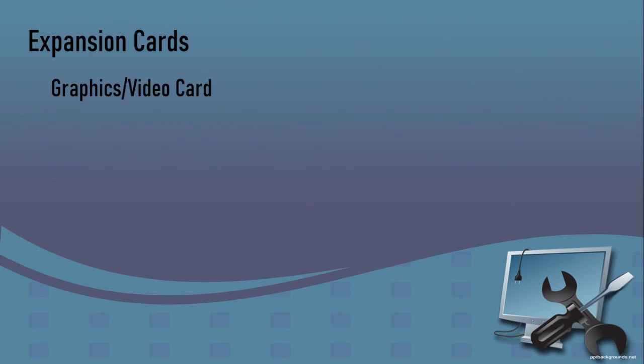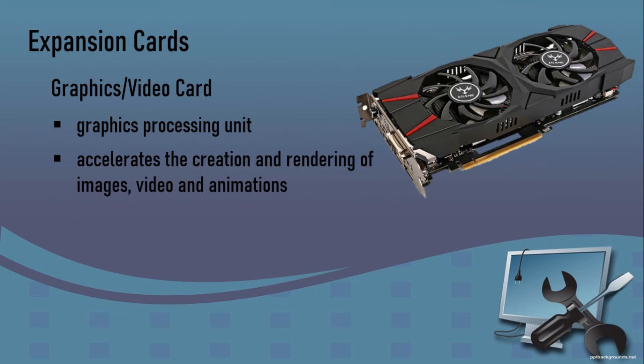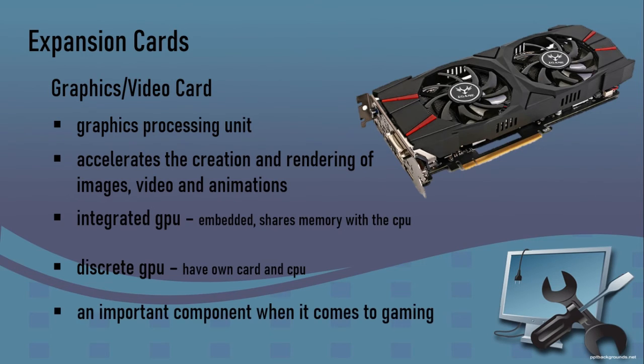And next is a graphics card. The Graphics Processing Unit, GPU, also called graphics card or video card, is a specialized electronic circuit that accelerates the creation and rendering of images, video, and animations. It performs fast math calculations while freeing the CPU to perform other tasks. There are two kinds of graphics card. One is an integrated or embedded GPU that lives directly on and shares memory with the CPU. And the other one is a discrete GPU that has its own card and memory. The GPU is an extremely important component of a gaming system, in many cases even more crucial than the CPU when it comes to playing certain types of games.